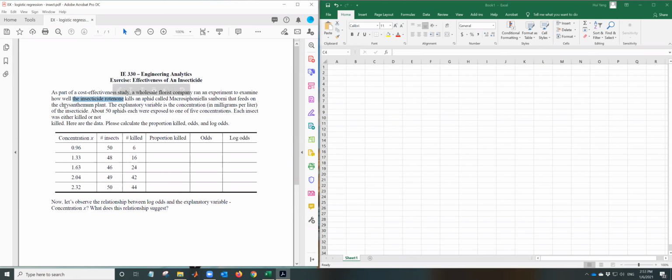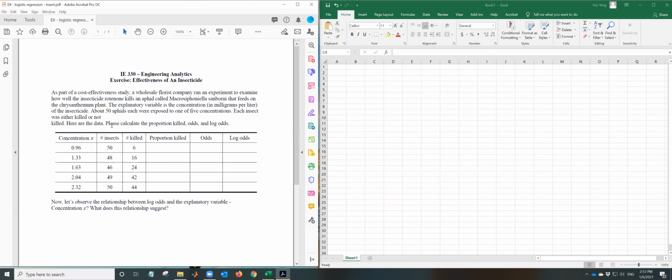Now that feeds on this kind of chrysanthemum plant. Okay, the explanatory variable is the concentration. So the insecticide we put in different concentrations. Those are the different concentrations in milligrams per liter of the insecticide. About 50 aphids each were exposed. So for this one we have 50, this one we have 48, but we have about 50 in each experiment, to one of the five concentrations. Each insect was either killed or not killed.